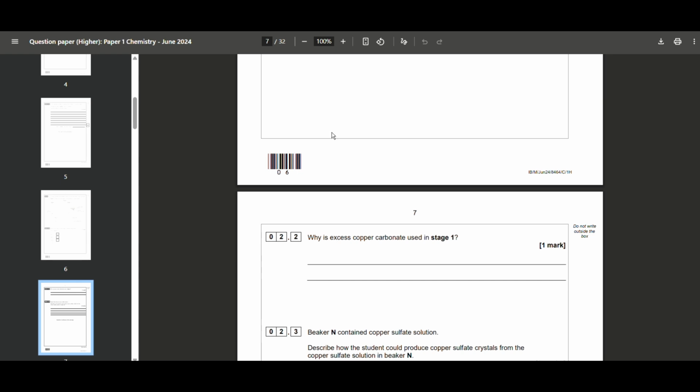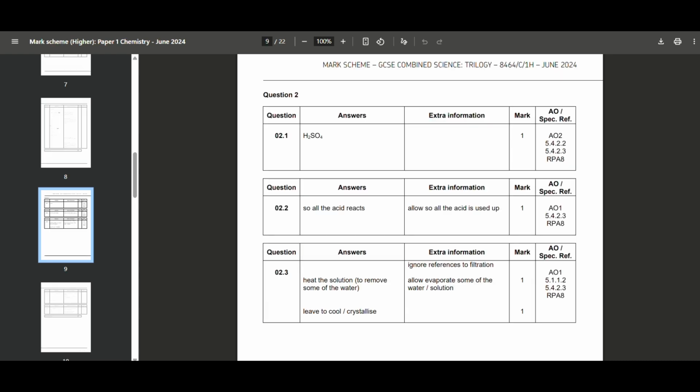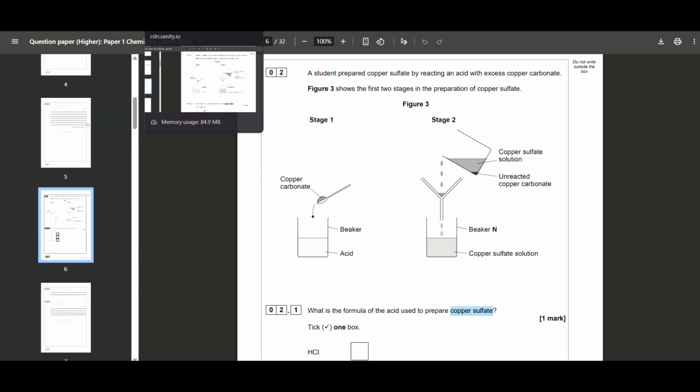So you know here that all of the acid will have reacted, and therefore adding more after it has all reacted is going to leave some residue at the bottom that is not going to react anymore, because the whole reaction is done. All of the molecules of the acid have reacted. So that's what you have to say: so all of the acid reacts. They have also allowed you to say, so all the acid is used up. Now, let's go on to 2.3.